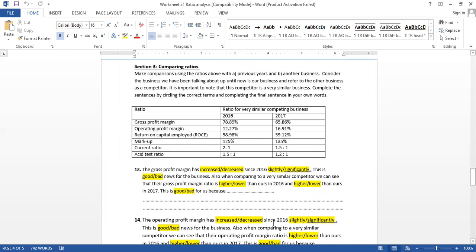Okay, now we are going to section 3, comparing ratios. In this case, all the ratios are given straight away. You have to compare the ratios and come up with comments. The commenting part is the most important.